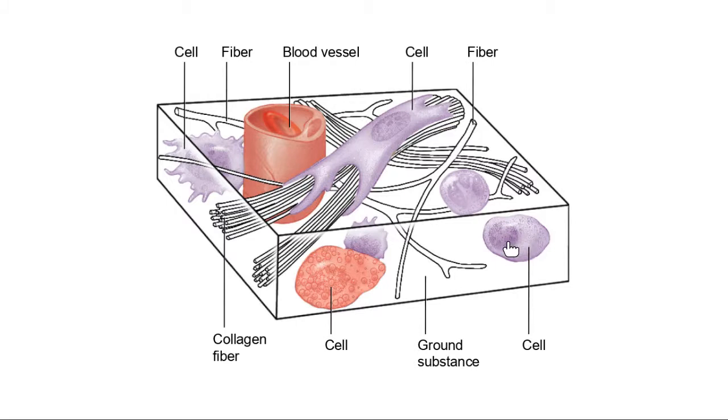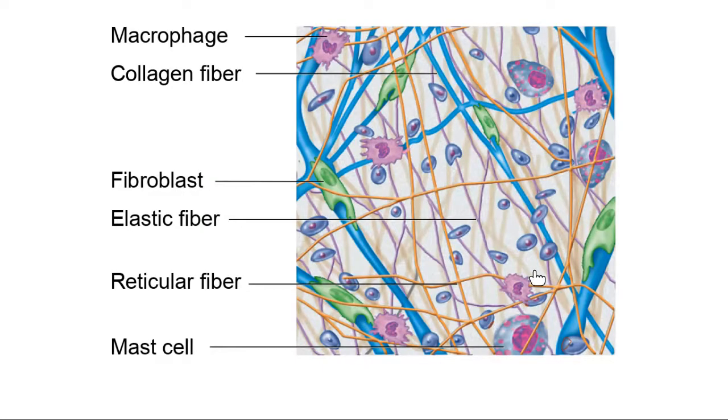Here you can see cells. Whatever you have out of the cell is called matrix, and the matrix is composed of two parts. We have fibers and ground substance. We have different types of cells and different types of fibers in our connective tissue. Here, for example, you can see macrophages, which can engulf pathogens. You can see fibroblasts, these green cells, which can make matrix for you.